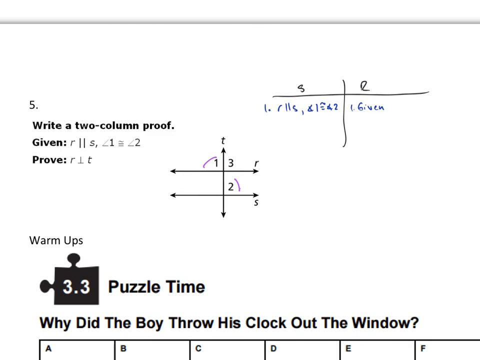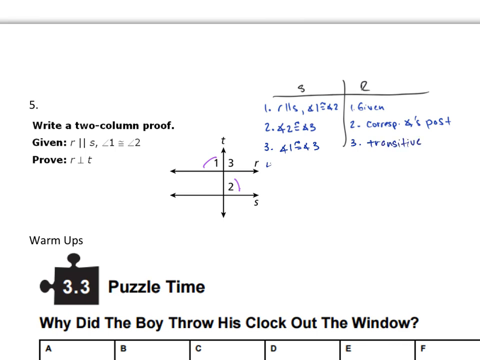Okay, so we know that. If R is parallel to S, we can say that angle 2 would be congruent to angle 3, and this is by the corresponding angles postulate, because if these two are parallel, then these corresponding angles must be congruent. But wait, that would make 1 congruent to 3. So in this case, angle 1 is congruent to angle 3, and this was by a transitive step.